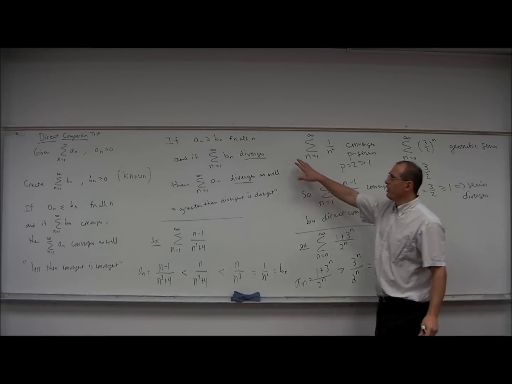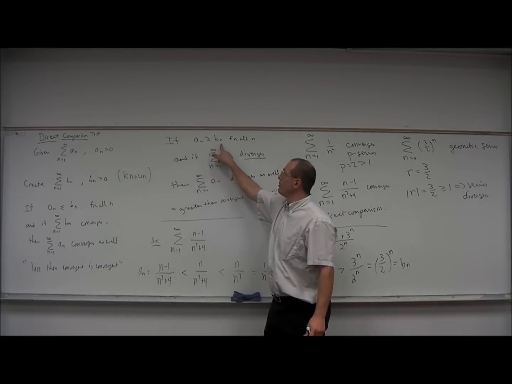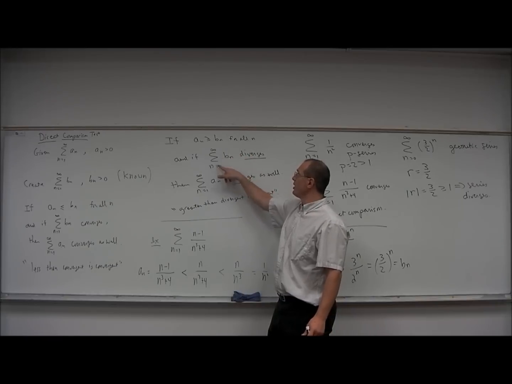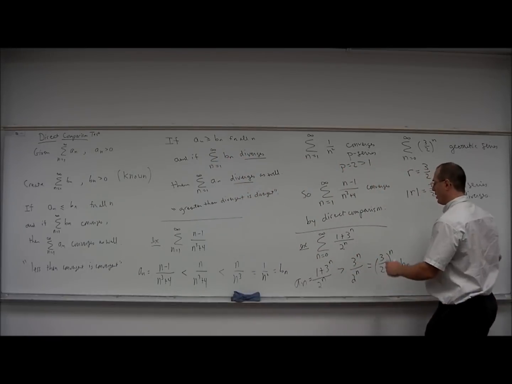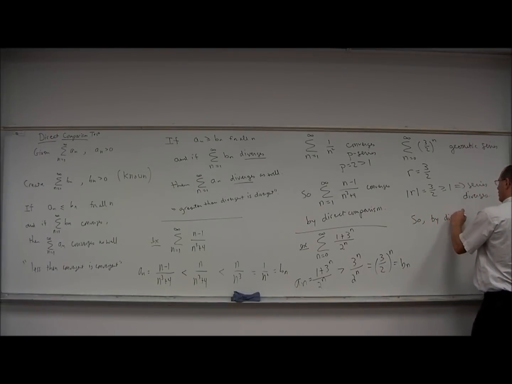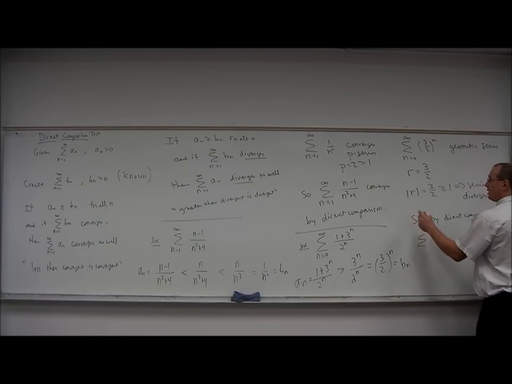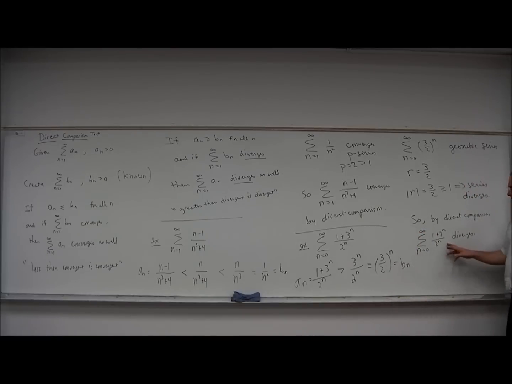So now we're in this part of the comparison test. We're given a series whose terms are larger than the terms in another series, which is known to diverge. So our series must diverge as well. So by direct comparison, the summation of (1 plus 3 to the n) over 2 to the n diverges.